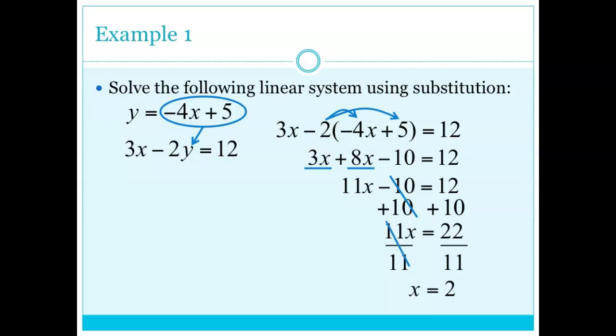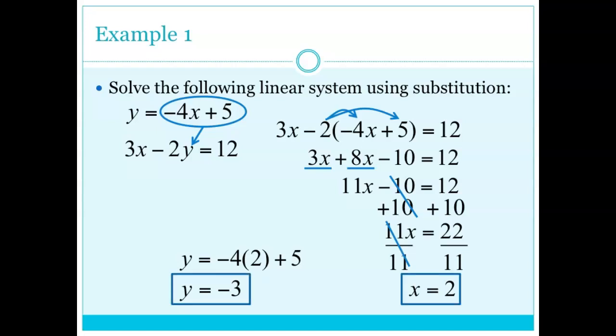Okay, so that gives me x, but I still need to know what y is. So I'm going to take this value for x and substitute that back in to find y. Since I know y is equal to negative 4x plus 5, I'm going to substitute the 2 in for the x. So I have negative 4 times 2 plus 5. Simplifying that gives me negative 3. So I have x equals 2 and y equals negative 3 for my answer.